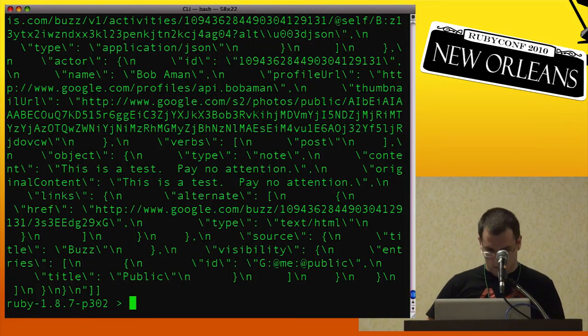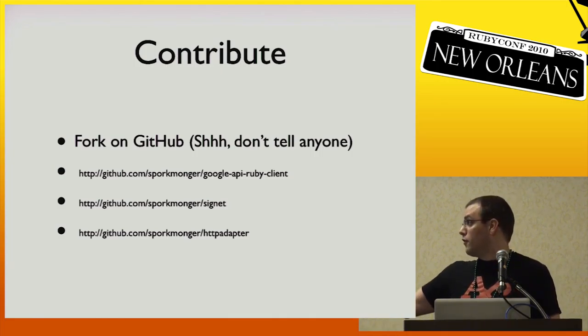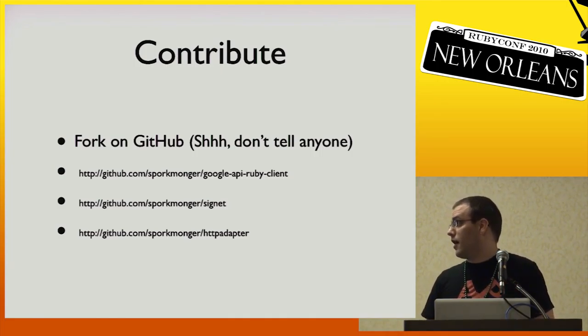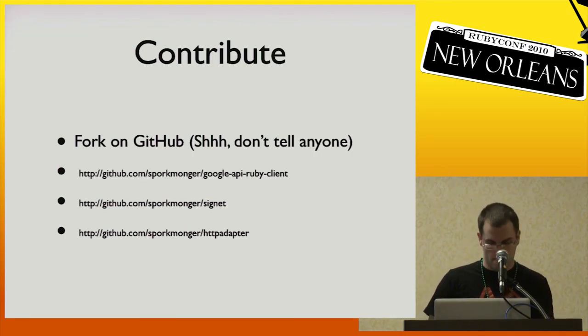I'm going to hit our last slide so you can see where to take a look at this stuff. You can fork the code on GitHub for any of those three projects. And these are the addresses where you can find stuff. If you just go to GitHub, they're the top projects. Thank you.